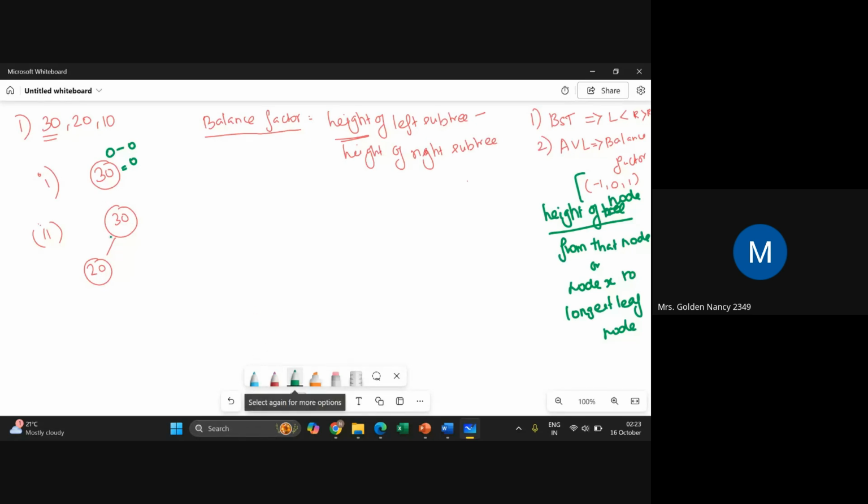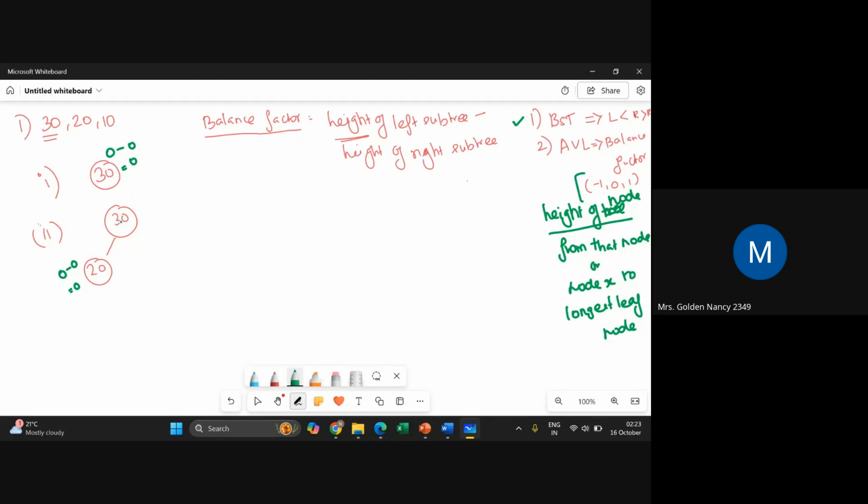So I have inserted the node based on the binary search tree. Now I want to check whether the balance factor is okay or not. What is the balance factor of this node? There is no left subtree and no right subtree, so 0 minus 0 is 0 for this node. You have to check the balance factor of every node.